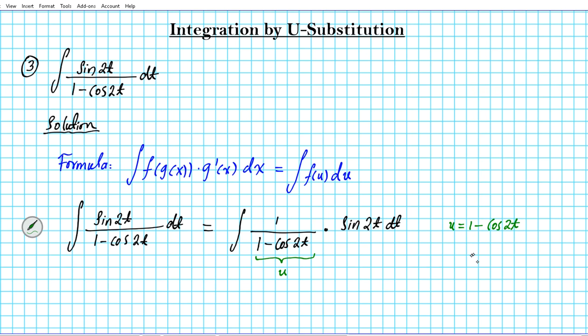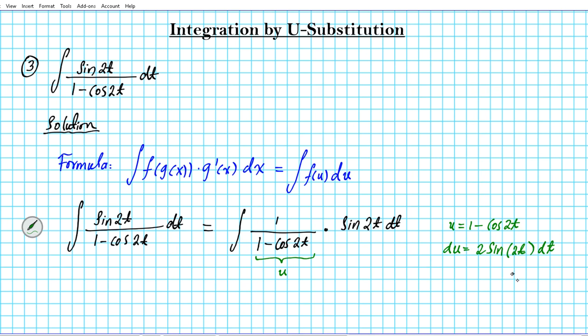We're going to differentiate both sides with respect to t. So du dt is equal to the derivative of 1, which is 0. The derivative of cosine is negative sine. If you multiply that with this negative right here, it becomes positive sine. That's the derivative of the outer evaluated at the inner, chain rule, times the derivative of the inner. The derivative of the inner function, 2t prime, is 2. So that's du dt. Multiply both sides by dt, so du is equal to 2 sine 2t dt.